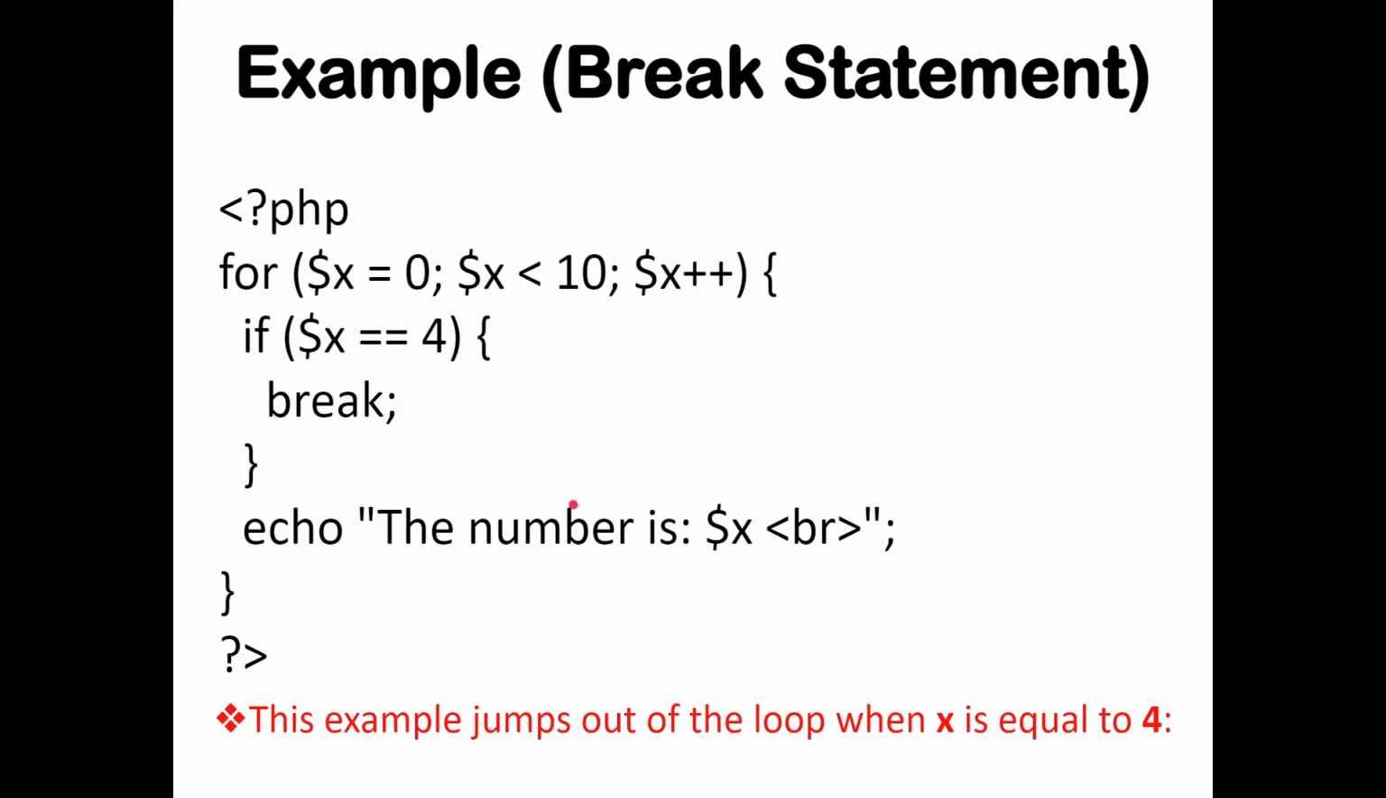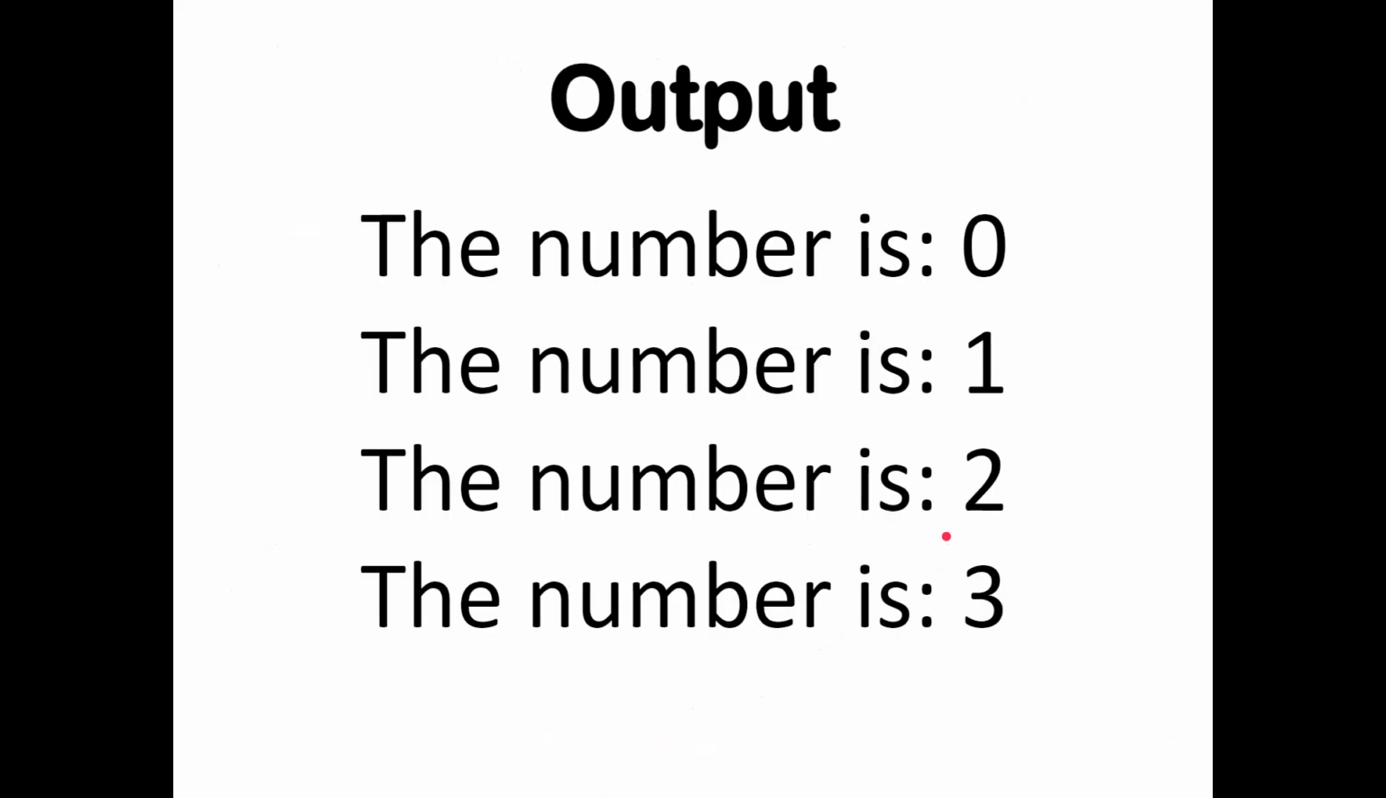Okay, so it will jump out of the loop when x is equal to 4. So let's see its output: 0, 1, 2, 3, and it will break the code after 3.